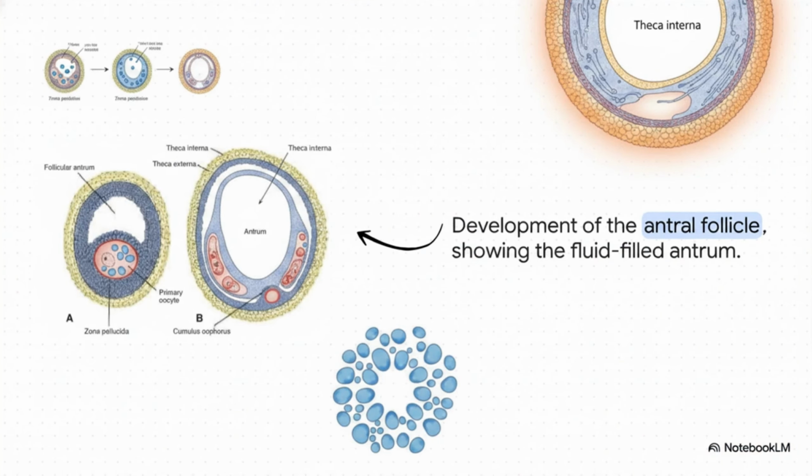As the follicle keeps on developing, these little fluid-filled spaces start appearing, and then they all merge together to form one big fluid-filled cavity called the antrum. The follicle is now called a vesicular or antral follicle, and at the same time, the surrounding tissue organizes itself into 2 layers, the theca interna, which is a vascular and hormonally active layer, and the theca externa, which is more of a fibrous outer capsule.